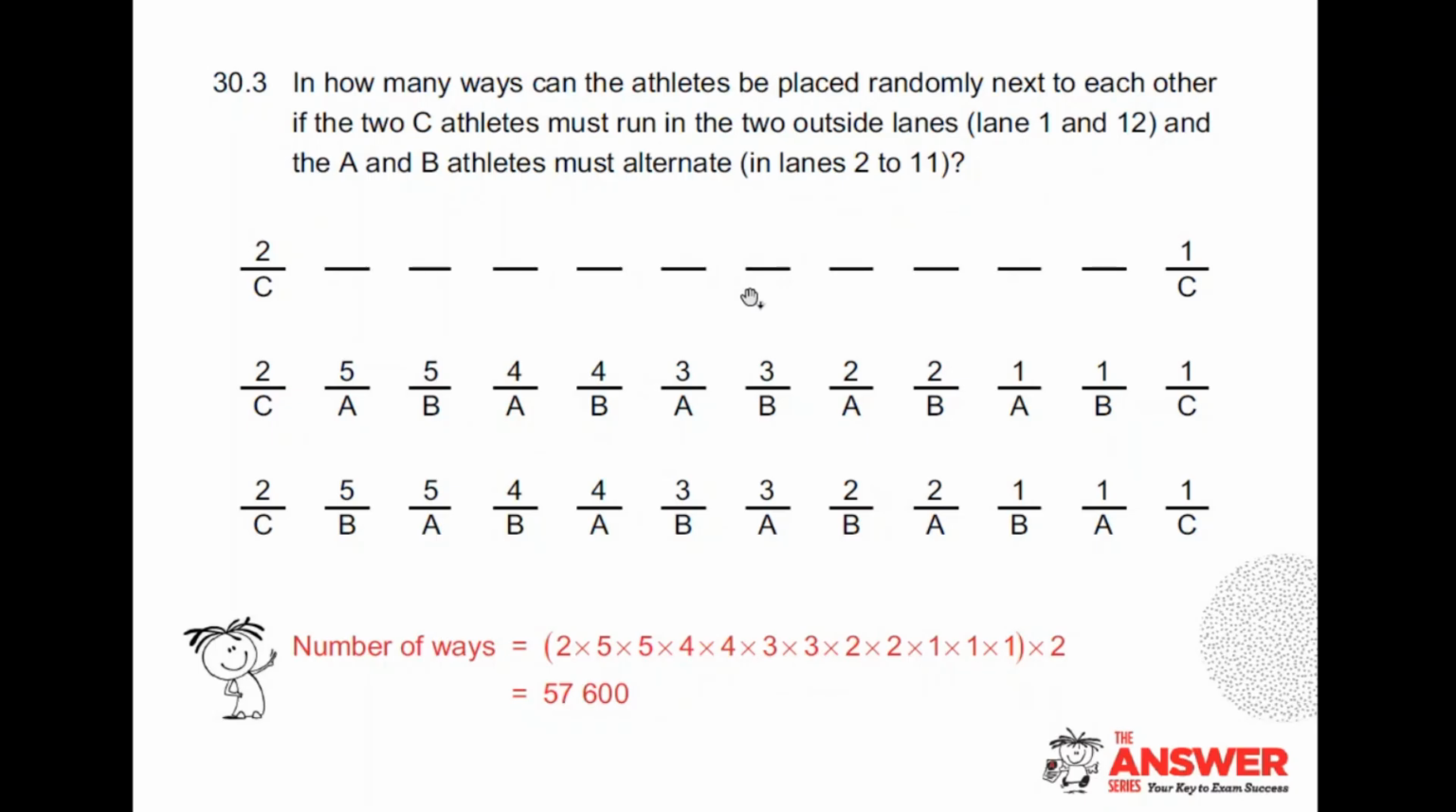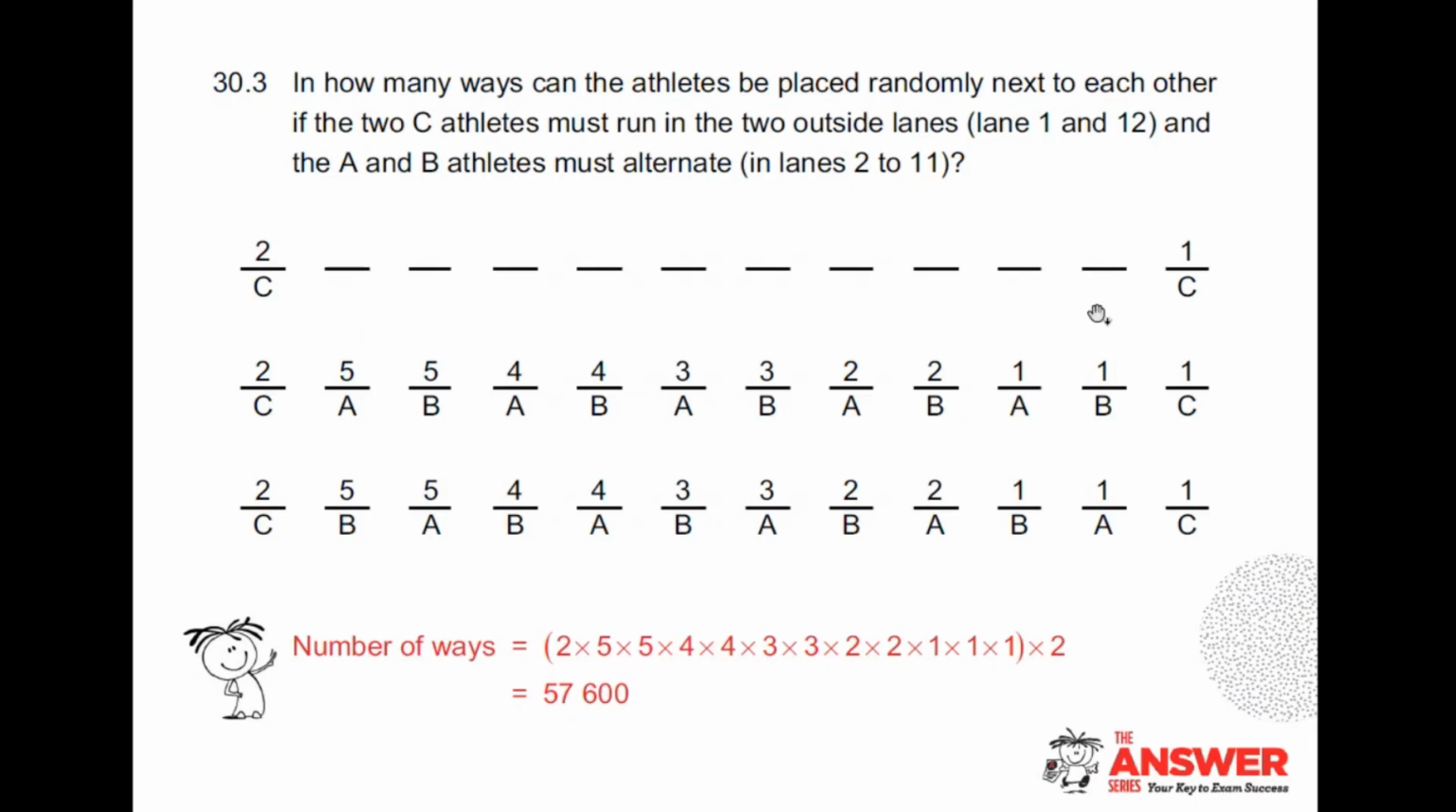Slots. I know 12 is a lot to write down, but I think in difficult questions it's worth it because you might then be able to get it. The 2 C athletes must run in the 2 outside lanes, 1 and 12. So how many options are there in that first lane? 2. One of the C athletes or the other one. How many options in the last lane? 1, because I've got one of them in the beginning and one of them at the end.